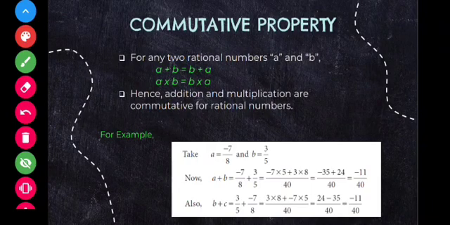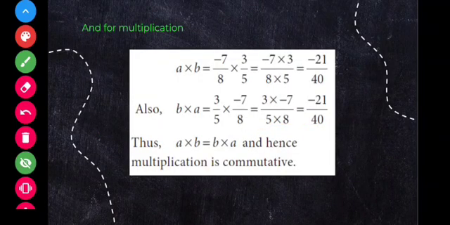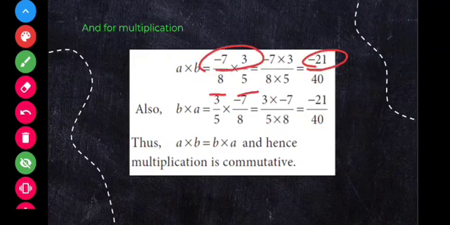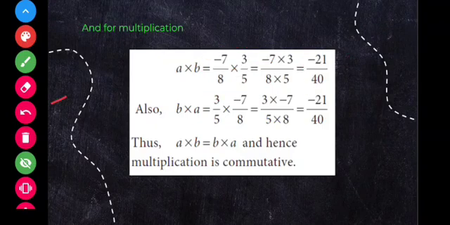Okay, if we go for multiplication, first let's take A into B. So we have minus 7 by 8 and 3 by 5. Minus 7 into 3 will give us minus 21. 8 into 5 will give us 40. Hence minus 21 by 40 is our multiplicative answer for A into B.